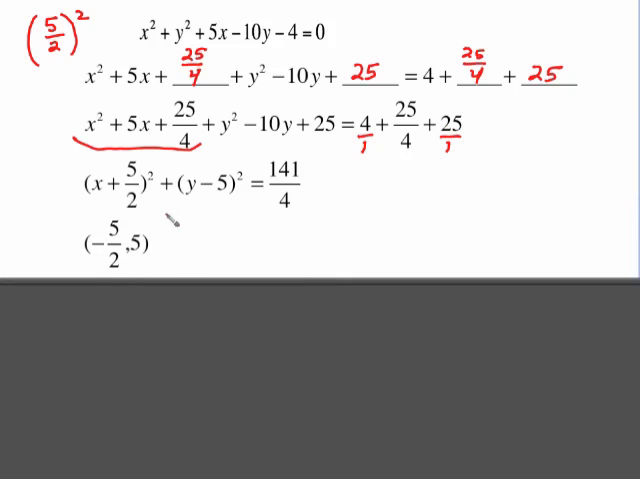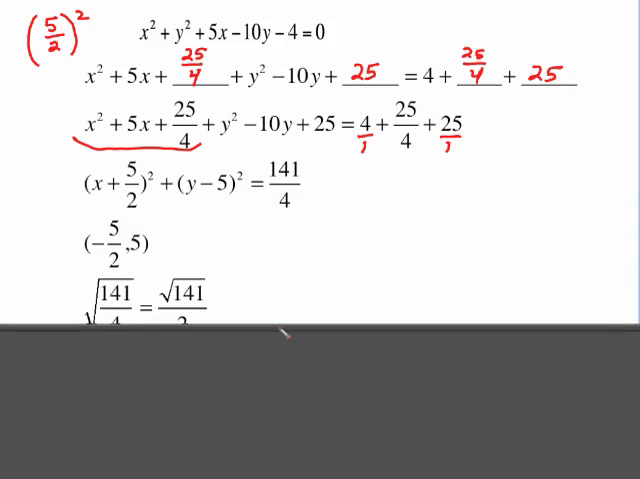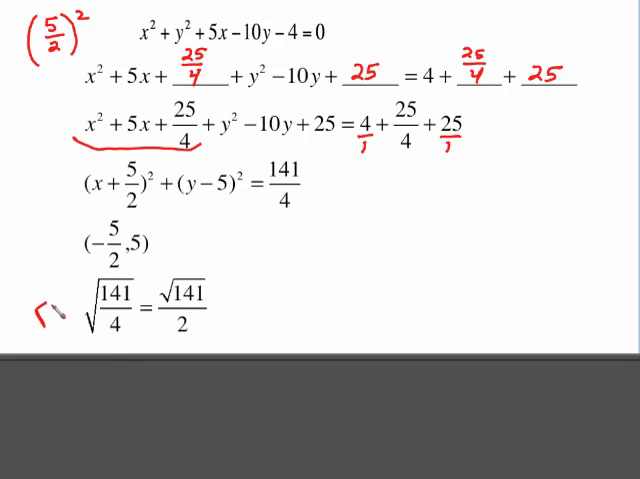On this left side then, it's a matter of naming your center. Change the sign to make it negative 5 halves. Change your sign, makes it positive 5. And this all adds up to 141 fourths. So our radius is the square root of 141 fourths. I can't do anything about the square root of 141, but square root of 4 is 2.